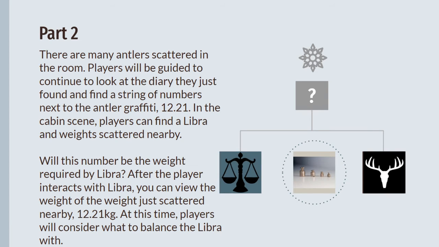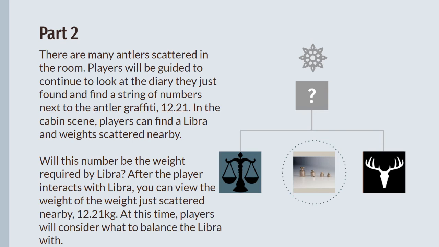Part two. There are also many antlers scattered in the room. So the player will be guided to continue to look at the diary they just found and find a string of numbers next to the antler graffiti: 1221.